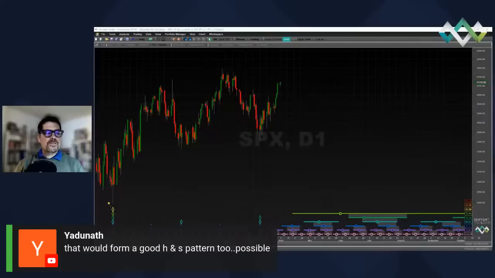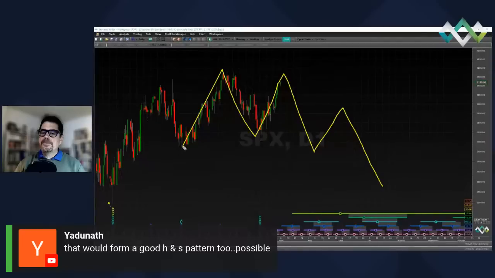I do see another question, not a question, but a comment from Yadunath, mentioning that it would form a good head and shoulders pattern too. So that's a really interesting point, and it's worth just highlighting, because of course I drew the expected cycle shape on the assumption that we get some symmetry. And as Yadunath has pointed out, that would form a head and shoulders pattern, which of course it would.